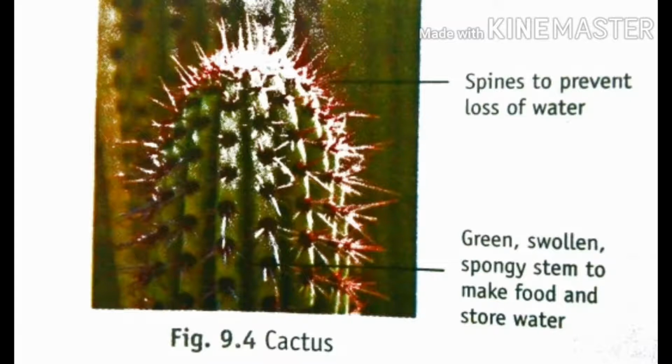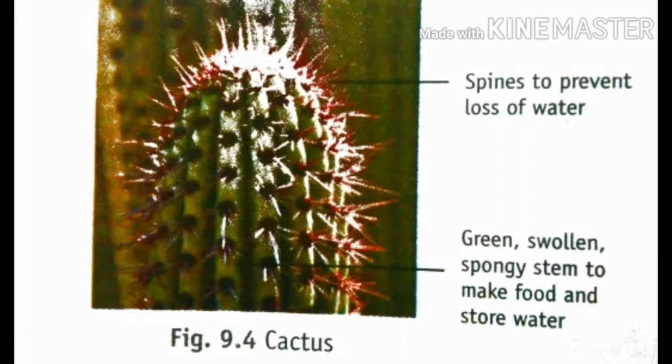First we'll see the cactus. See this picture. This one is a cactus plant. Leaves are absent in this plant. There are no leaves in it, or they are very small or reduced to spines. So if leaves are present in this type of plant, they are very small or reduced to spines. This helps to reduce water loss.